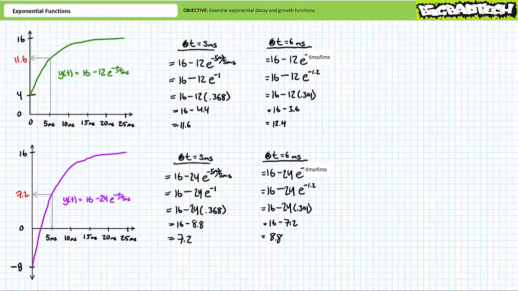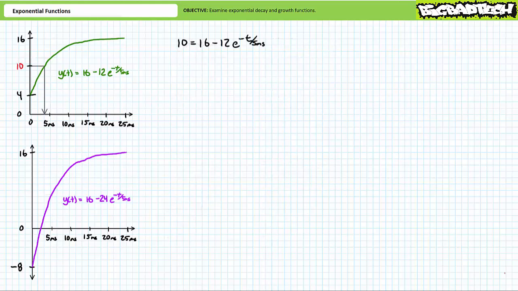Coming at this from a different direction, at the same times the function with an initial value of negative 8 has a lower value and a steeper slope than the one with a head start of 4. This being said, both functions still reach 16 at 25 milliseconds. It makes sense. Finally, one can also solve for time values that satisfy specific y conditions.